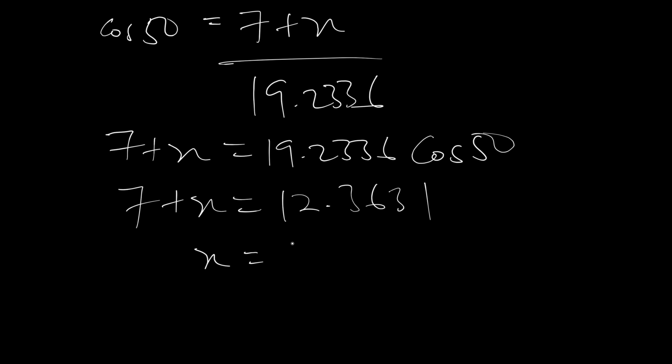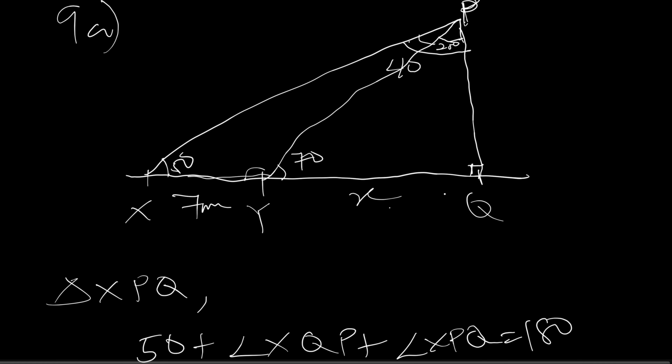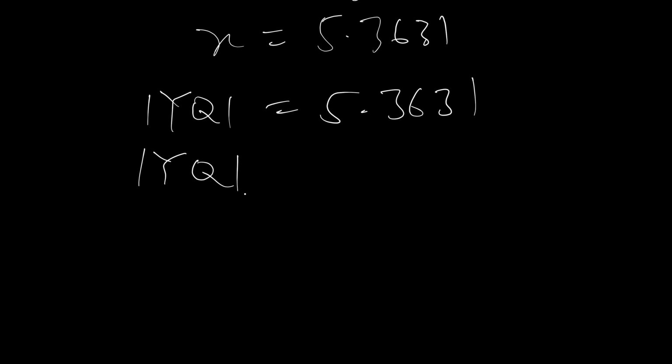So to make x the subject, we move the 7 to the right hand side. So x will be equal to 12.3631 minus 7. So our x will be equal to 5.3631. And we know that our x is equal to the length of YQ. So the length of YQ will be equal to 5.3631. But then we are being asked to correct to 2 decimal places. So the length of YQ will be equal to 5.36 meters. So this brings us to the end of question 9a. Moving on to question 9b.